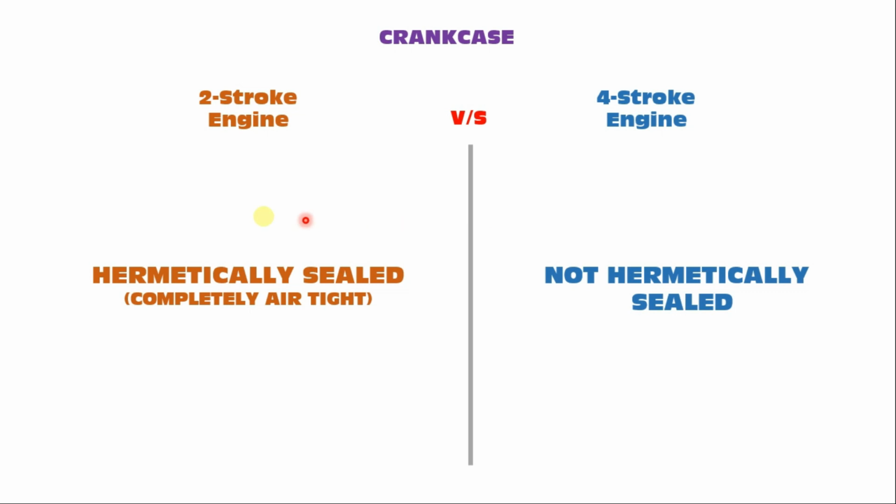Now the crankcase. In two-stroke engine, the crankcase is hermetically sealed, means it is completely airtight, because we are first taking the charge from inlet port into crankcase. Then in next cycle we are transferring that charge to cylinder through transfer port. As we are taking the charge first in crankcase, we are required to make it completely airtight to avoid any leakage of fuel.